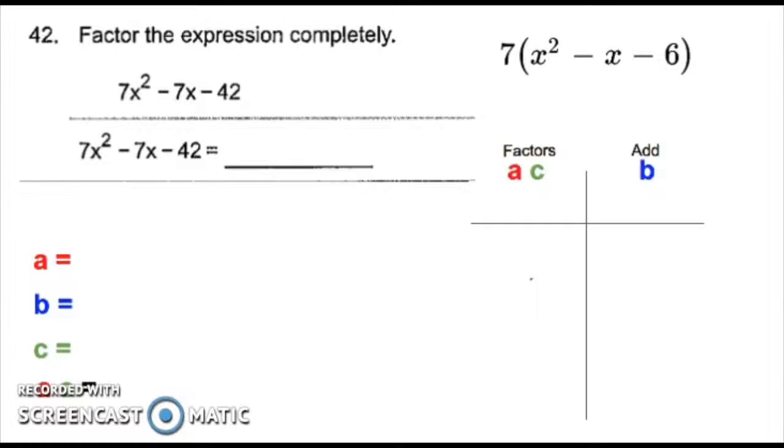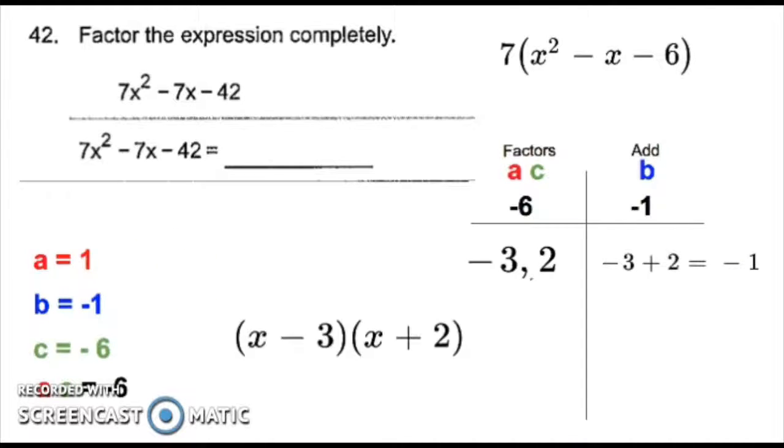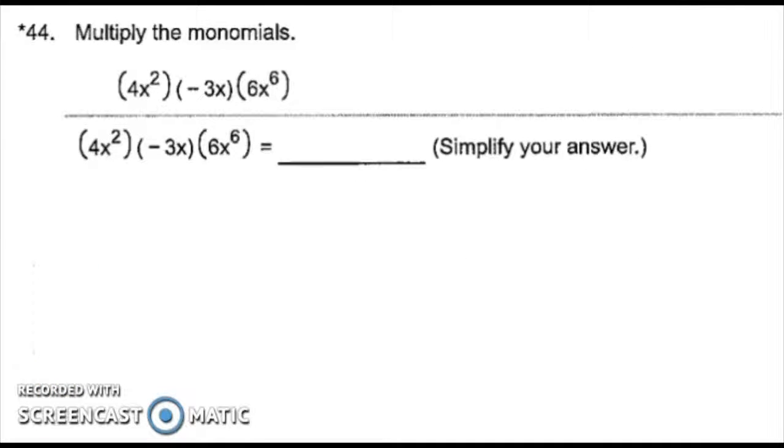So write down a, b, and c. A is 1, b is negative 1, c is negative 6, and ac is negative 6. So we're looking for two numbers that multiply to negative 6, but add up to negative 1. Those are negative 3 and 2. Negative 3 plus 2 is negative 1, and negative 3 times 2 is negative 6. Now we just write, since a is 1, x minus 3 times x plus 2, and then we put the GCF in front, and that would be the final answer. And that's number 42.